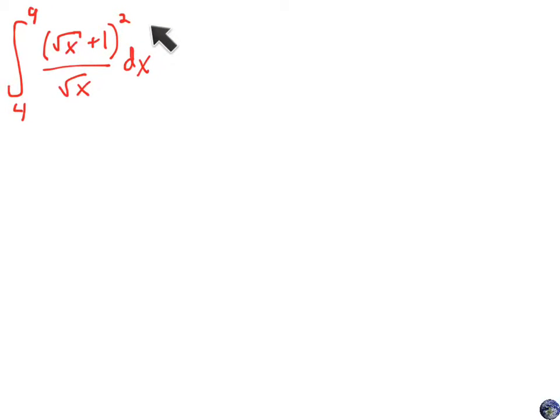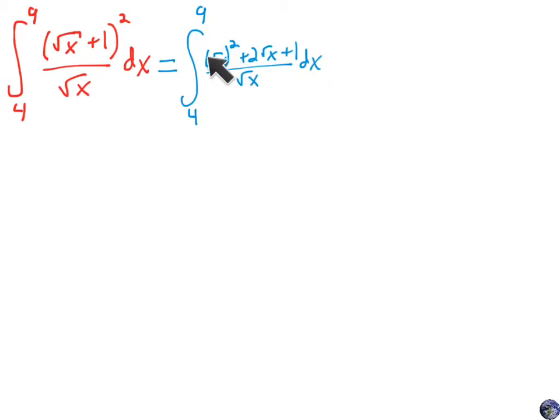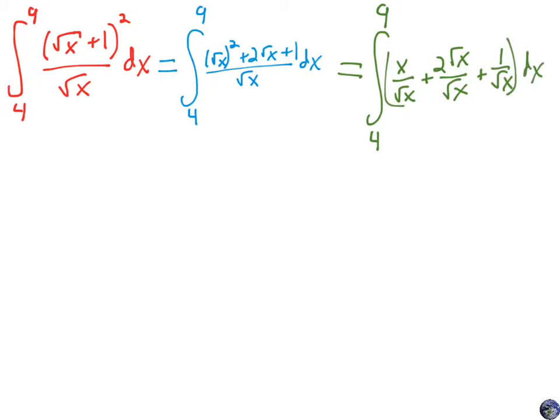Squaring it, I can just use Pascal's triangle 1, 2, 1, foil this puppy out. So basically a perfect squared trinomial. And what this would become would be the integral from 4 to 9 of, so basically a squared plus 2ab plus b squared, so the square root of x squared plus 2 root x plus 1, all over root x. And then we could just divide this up into three separate fractions. So we would have x over root x plus 2 root x over root x plus 1 over root x. So I just divided this up into three different parts.